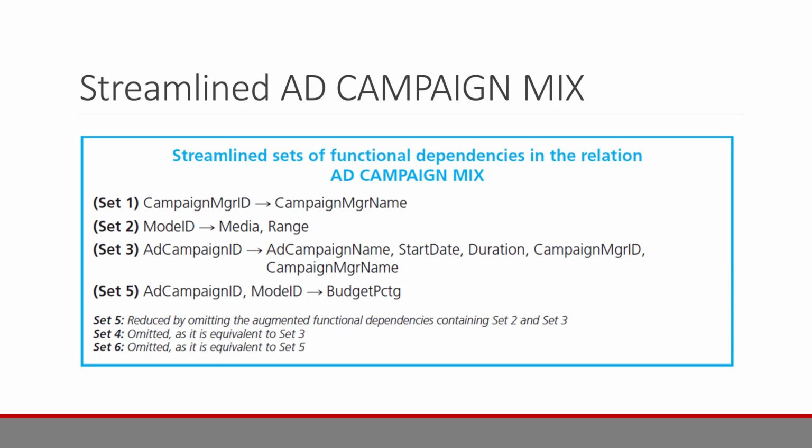So once we remove all of our trivial dependencies, this is what we're left with. Now this is from the book, and you can see their rationale for why they removed the various dependencies, or you can talk to me or the TAs after class. The streamlined sets of dependencies are what we're going to prefer to see on the exam.